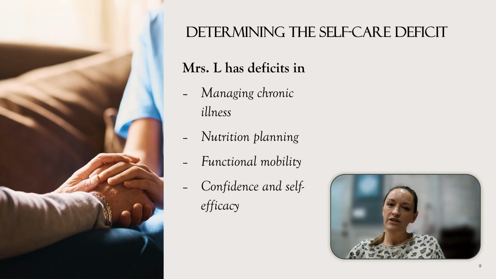All right, now that we've identified Miss L's concerns, let's determine her self-care deficit. She has challenges managing her chronic illness. She has challenges planning nutrition, maintaining mobility, and building confidence. In Orem's terms, her self-care agency doesn't meet her therapeutic self-care demands, which creates a clear deficit. As APRNs, we recognize that her abilities are partially compromised, so our focus will be on supportive and educative interventions to help her regain her independence.